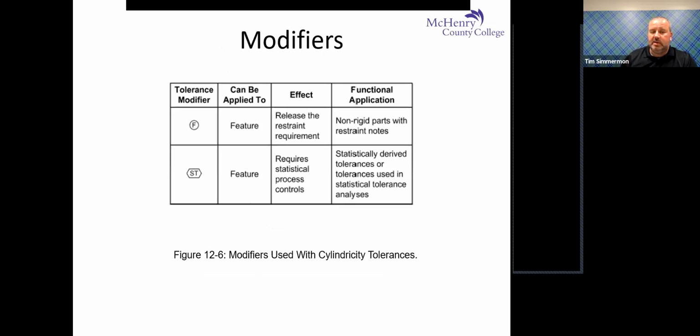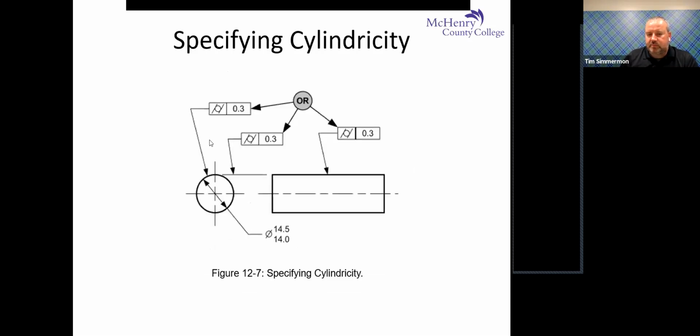Modifiers that are allowed, again, only that feature which releases the restraint requirement and statistical process control requirement. Two not so common modifiers to be placed on it. How can it be specified? Very similar to cylindricity, or I'm sorry, circularity. So leader lines on the left view drawing to that surface, extension line, or to the surface on the front view of the part too.